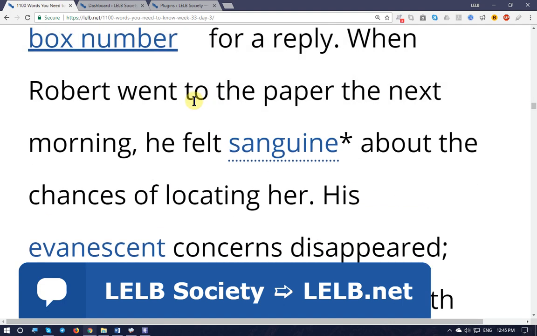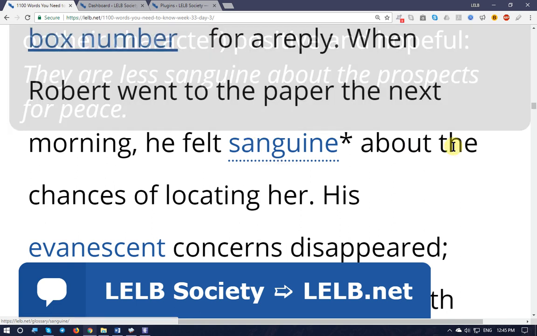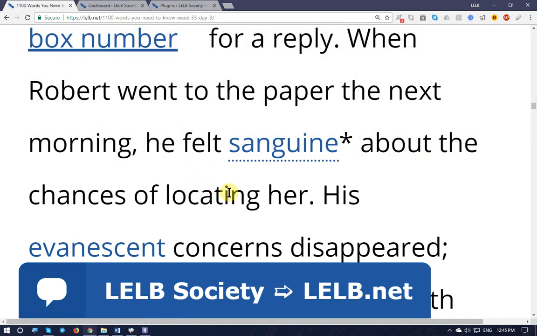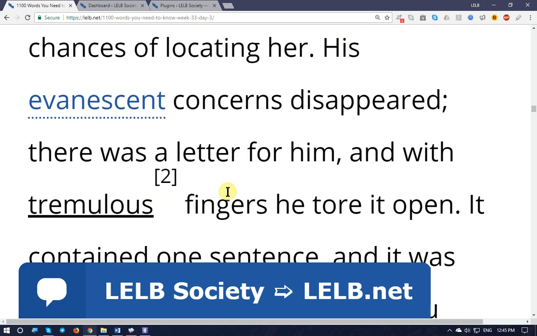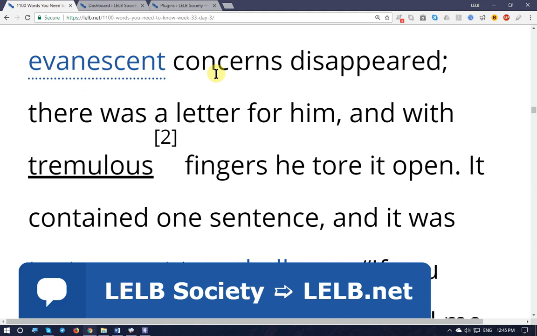When Robert went to the paper the next morning, he felt sanguine about the chances of locating her. When he went to the paper the next morning, it's self-explanatory. He felt sanguine means happy, optimistic about the chances of locating her or finding her, Evelyn. His evanescent concerns disappeared. Transitory worries, concern means worry, anxiety, disappeared, vanished. Evanescent, I told you, it means short-lived, fleeting, passing.